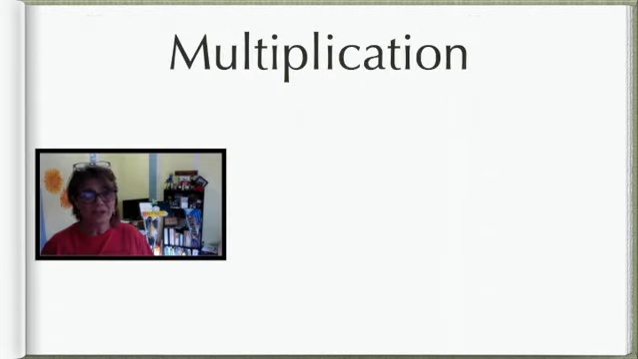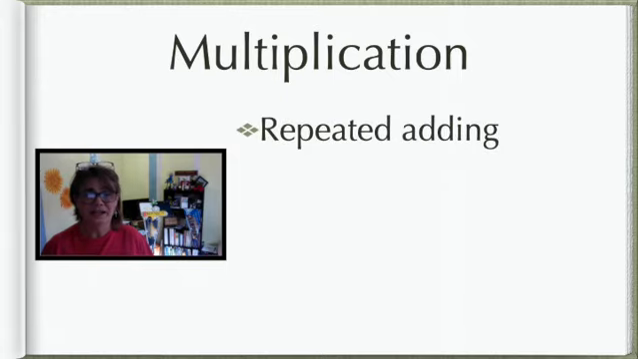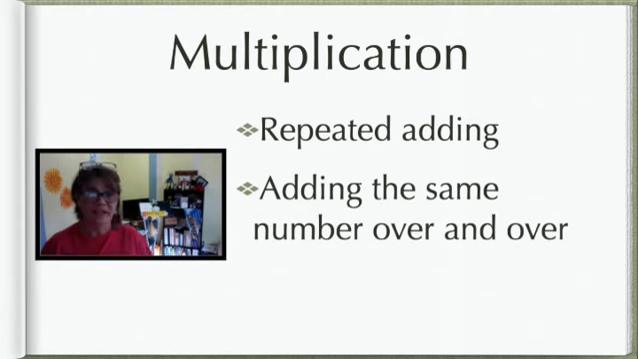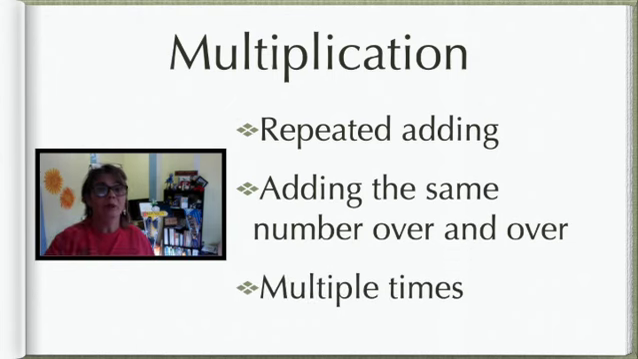What is multiplication but repeated adding? Adding the same number over and over again. So 3 plus 3 plus 3 plus 3 plus 3, over and over again. Multiple times. That's where the term times comes from, like 3 times 4 is because 3 happens 4 times, or multiple times.